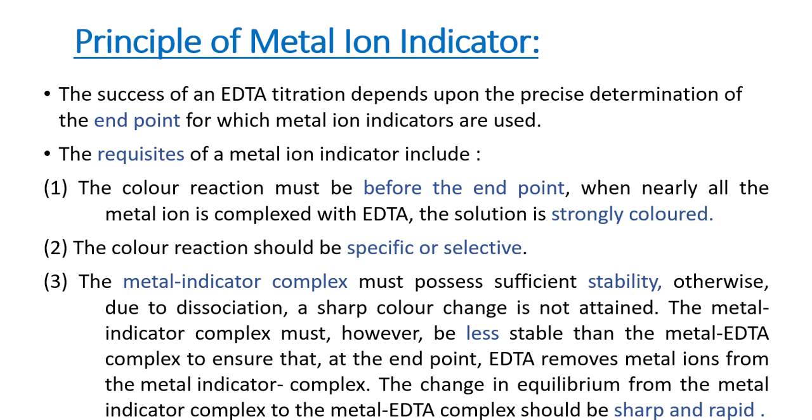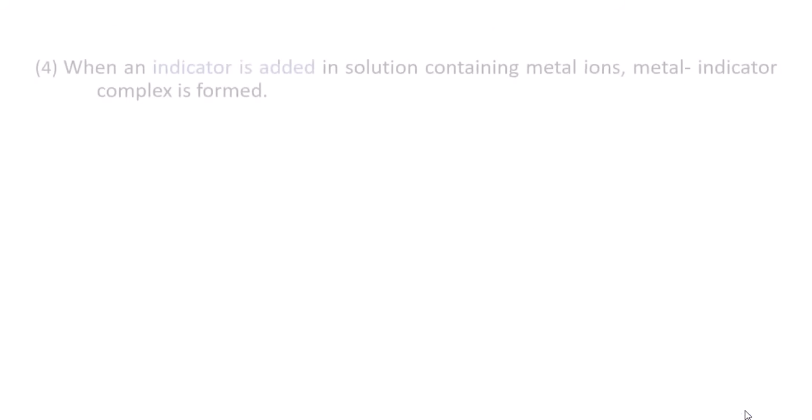The stability of the metal indicator complex should be less than that of the metal EDTA complex, because when we add the titrant EDTA from the burette, it should form a complex with the metal and thereby the indicator becomes free. So we get the change in the color at the end point. The change in the equilibrium from the metal indicator complex to the metal EDTA complex should be sharp and rapid.